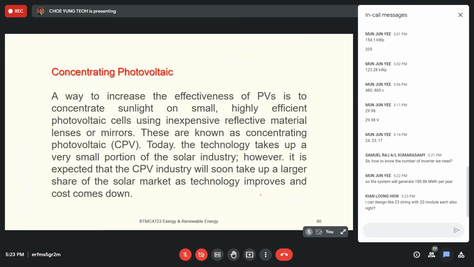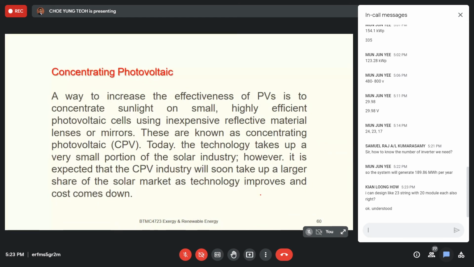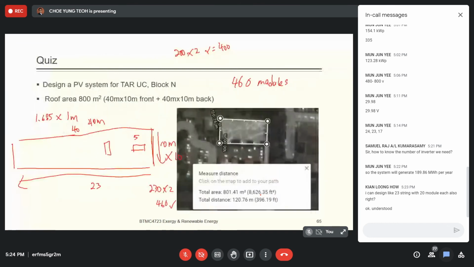Okay, normally the number of inputs and the maximum power point trackers will not actually be a limitation. Normally the number of inputs needed will be much lesser than what is supplied by the inverter. But you still have to check. I never see a case where the number of inputs and the number of maximum power point trackers make a problem. Normally it's definitely enough.